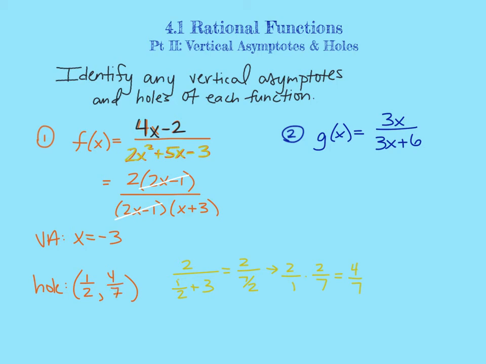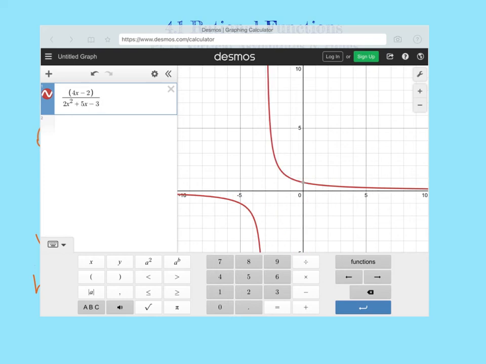Let's take a look on Desmos and see if we were correct. So we can see Desmos will definitely show us the vertical asymptote, which we do have at x equals negative 3. That's pretty cool. Now we're not able to see the hole. However, the coordinate point 1/2, comma 4/7 would make sense because here is 1/2, comma 4/7.